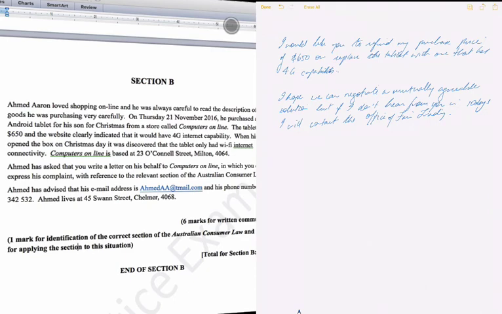And then I can put how I want them to contact me, right? Given I've only given them 10 days, I am going to say, please contact me via email or phone with your response. So that gives them a quick way to contact me. Yours sincerely, Ahmed Aaron. Okay.